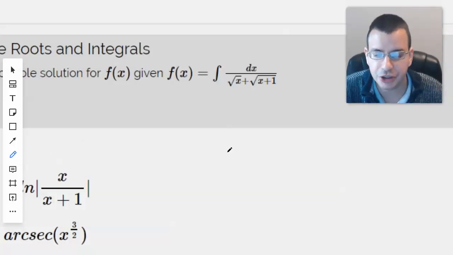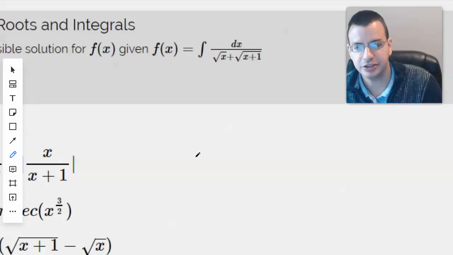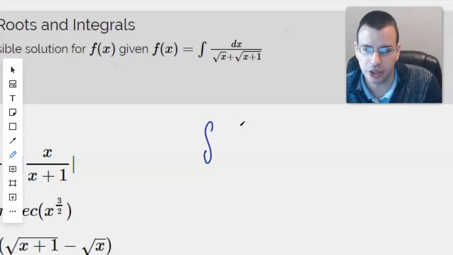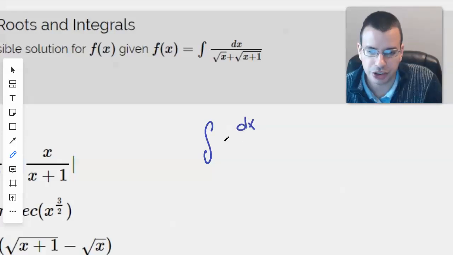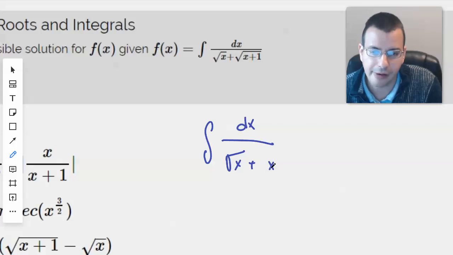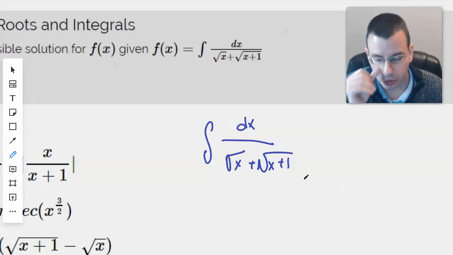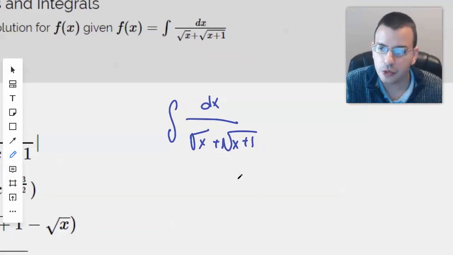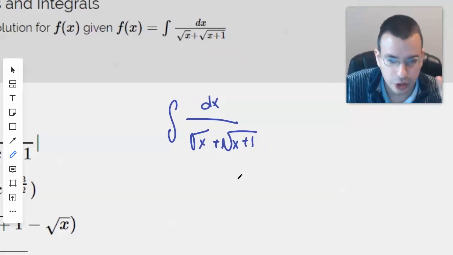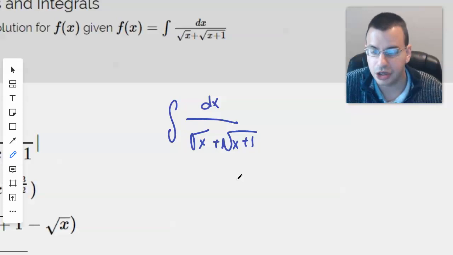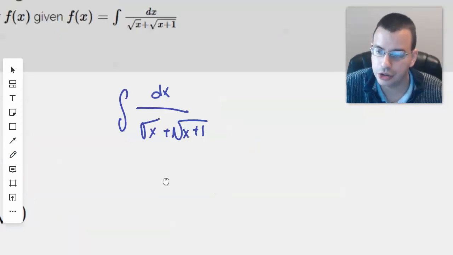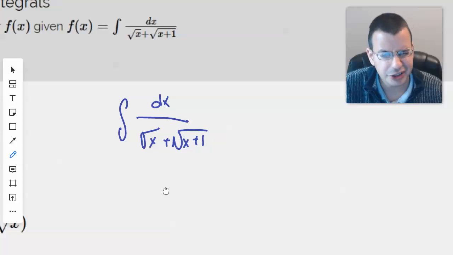So first, I'm going to rewrite the equation, mostly as a way to stall for time so that I can think of what to do. The denominator is square root of x plus square root of x plus 1. Radicals are difficult to deal with when they're in the denominator, but if we get them in the numerator, they're easier to deal with.